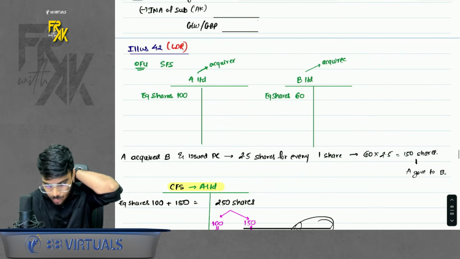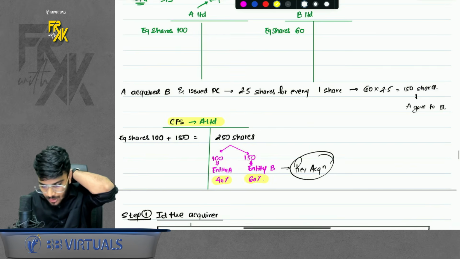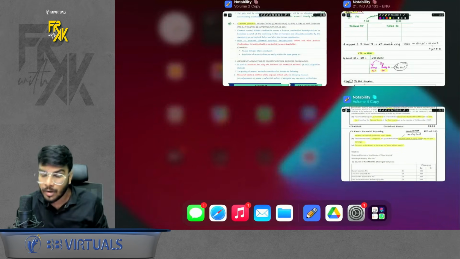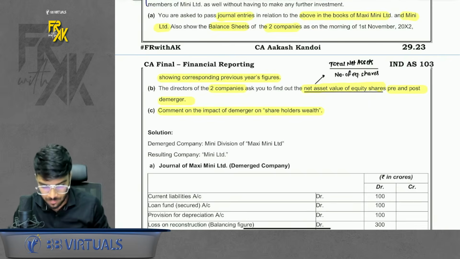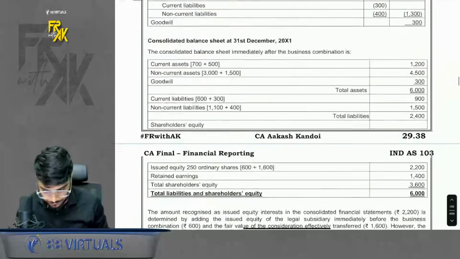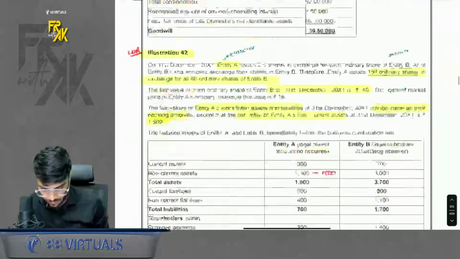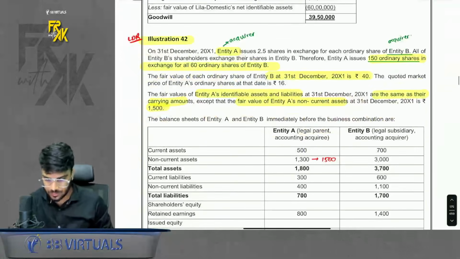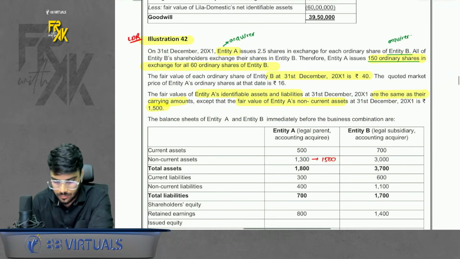We have one question to be discussed, that is illustration number 42. Acha, these board notes I will upload on my Telegram channel. You can join it and download the board notes. Okay, don't worry. Chalo, illustration number 42.